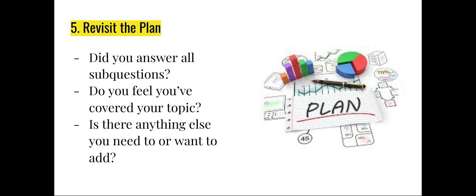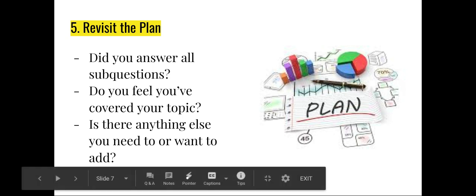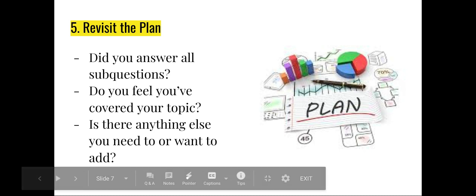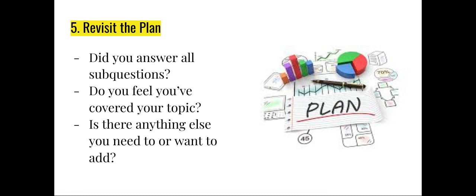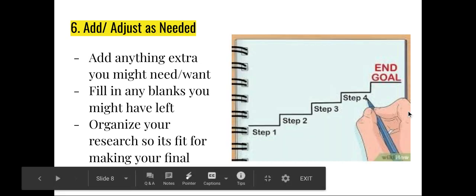Now, I might have answered all of my sub questions, but I might still feel like there's something missing. Maybe I want to know what solar panels are actually made of, but that wasn't one of my original subcategories. So does that mean I can't research it? No. If I still feel like that could apply to my topic, then I can go back and continue researching that. At this point, if you've covered everything that you wanted to cover, you just go back and look for things you could add or something you missed, and you go back and research that just to add it on. And now the last step is, again, adding and adjusting as needed.